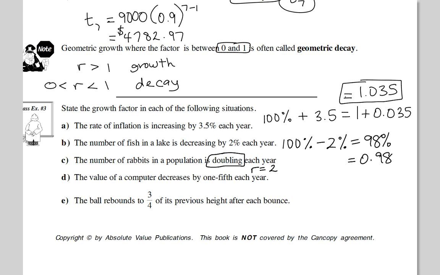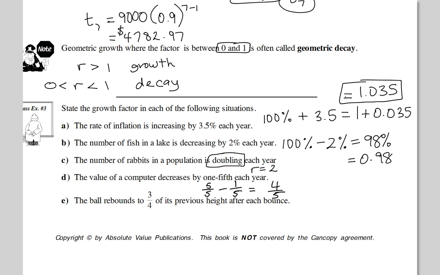The value of a computer decreases, so we're going to have to subtract 1/5. You could go to percents if you'd like. 1/5 is 20%, so you could go 100% minus 20% is 80%. Or you could stay in fractions. 100% would be 5 out of 5. You're going to lose 1 out of 5, so you'd maintain 4 out of 5.